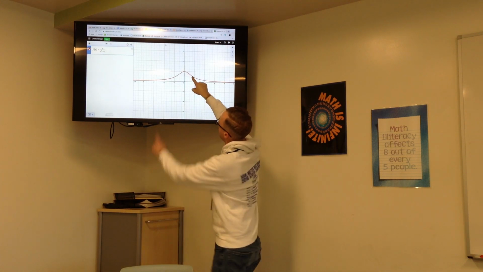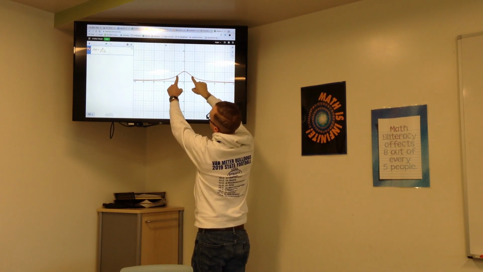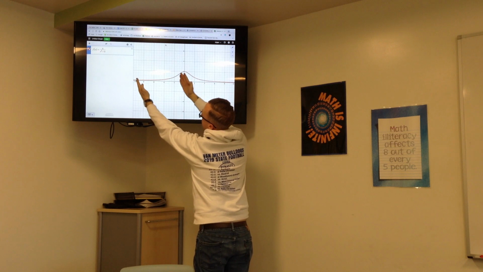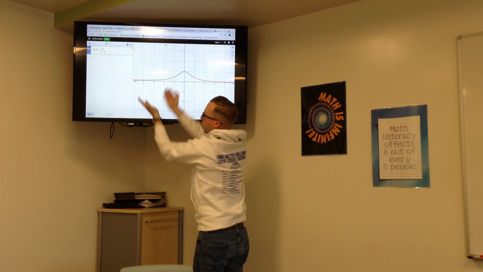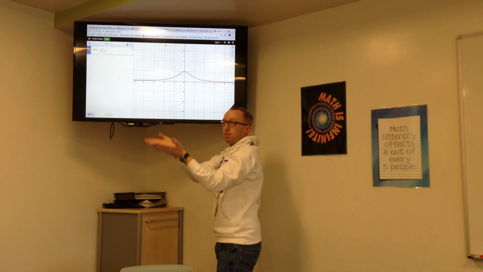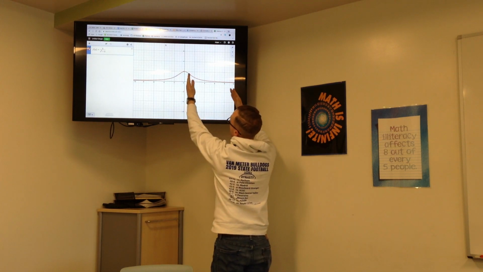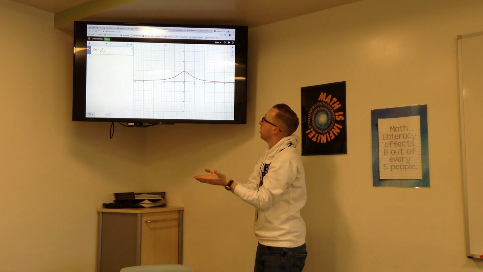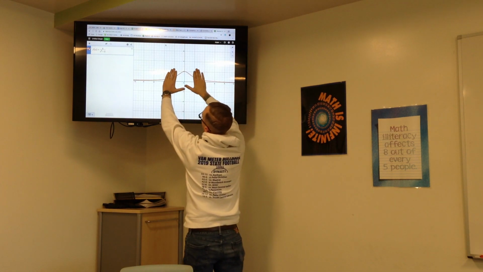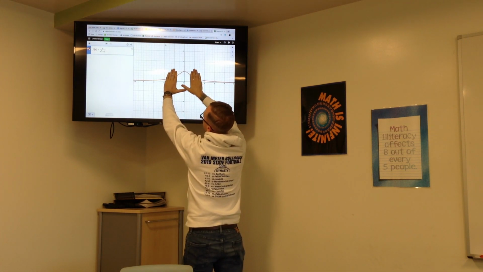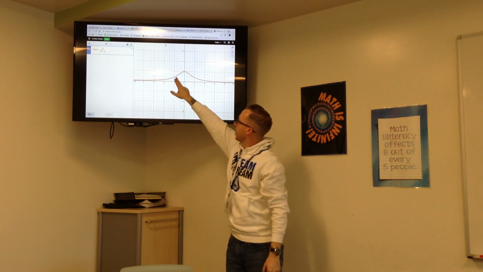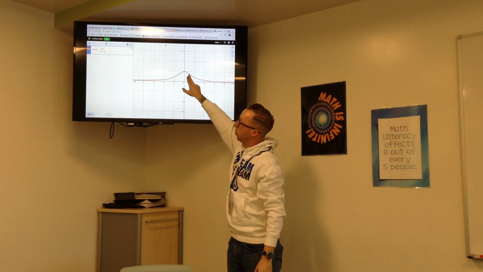At negative 1 and positive 1, negative 1 here and positive 1 here, this is where my function switches concavity. Everything to the left, on this side of the graph, we are concave up. Everything to the right of 1, on this right side of the graph, we are also concave up. Between negative 1 and 1, my function is just slightly concave down. At negative 1 and 1, 2 points of inflection.